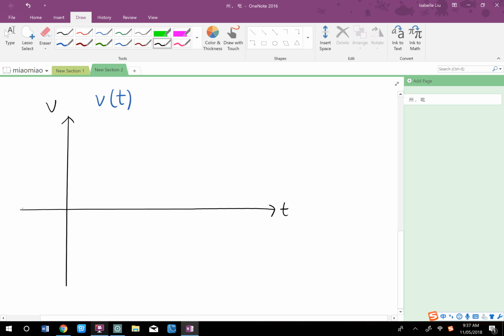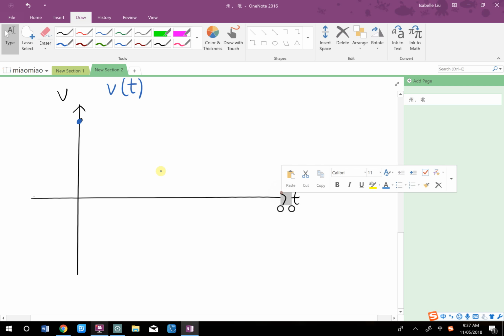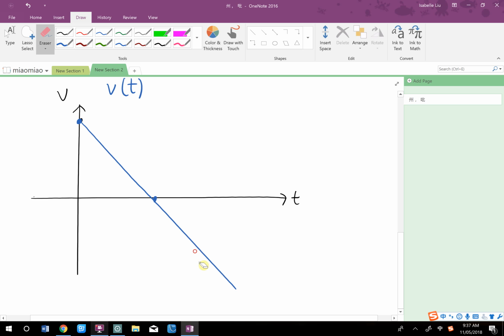So that's the time, that's the velocity. I will start at a velocity of 4. This is 4 as well. That's my velocity time graph. I have a decreasing velocity. So that's 4.